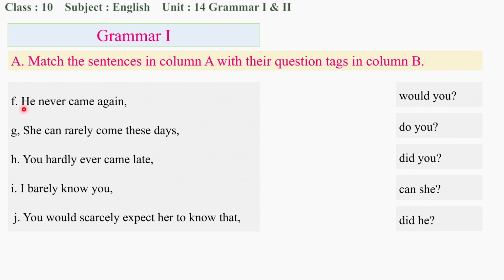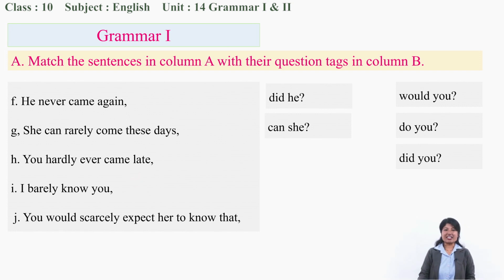Let's see the options. F. He never came again. What would be the tag question that can be added? Never came again. Did he? Okay. G. She can rarely come these days. What can be the tag question? Can she? Okay, did you guess the same? Very good. Okay. H. You hardly ever came late.